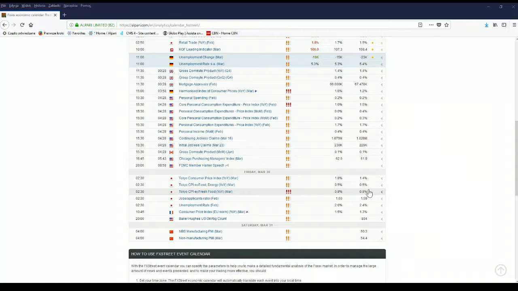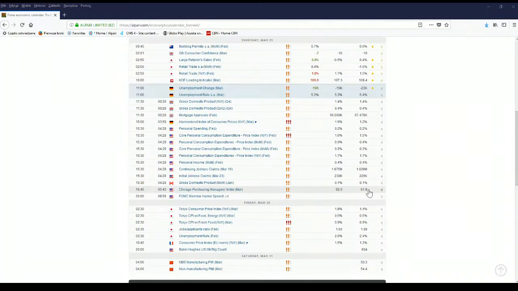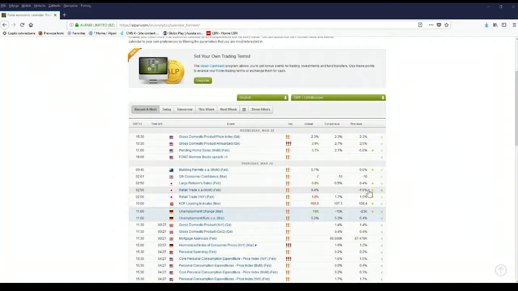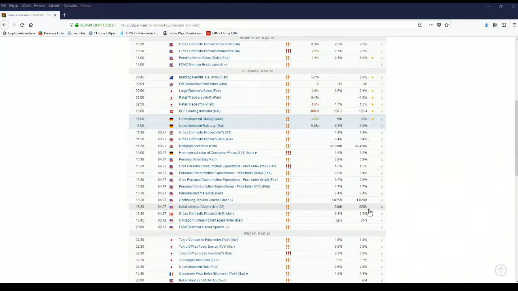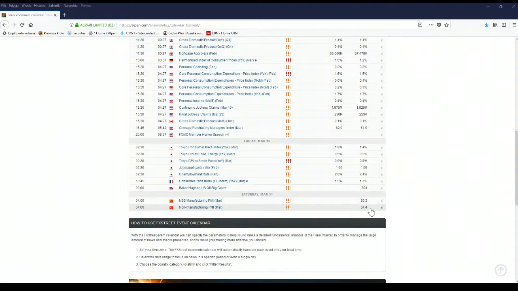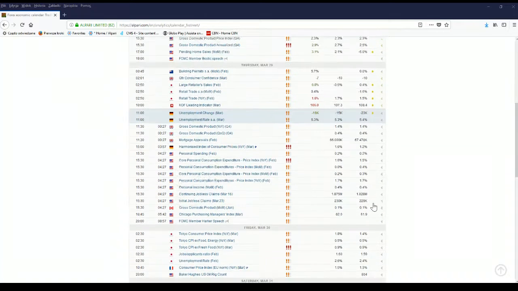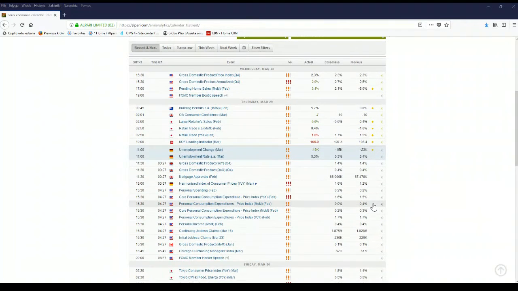On Friday, just the data from Japan, because we're slowly heading towards Easter. Countries like the UK and US are having Easter, and most of Europe, so the trading volume will decrease. We shouldn't get any fireworks on Friday or on Monday. The volatility and liquidity should be back on Tuesday. So as you can see, the calendar is pretty empty.